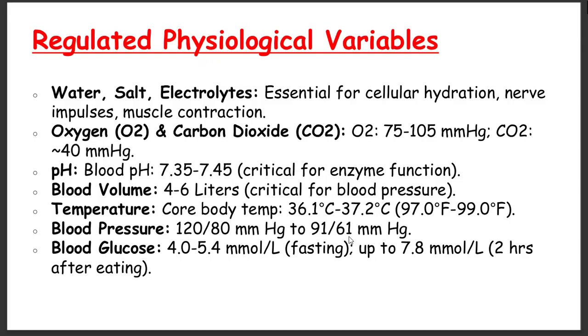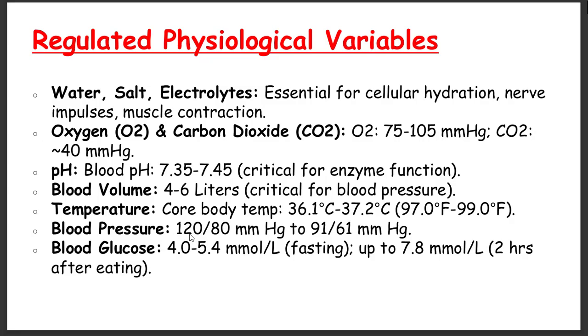If they go beyond this or fluctuate outside this, then a homeostatic mechanism is going to be employed to bring that particular variable back to its normal range. So these are the normal ranges that I've included here. Blood pH, there's blood volume, 4 to 6 liters. Body temperature, 36.1 to 37.2 degrees Celsius, or that one in Fahrenheit.